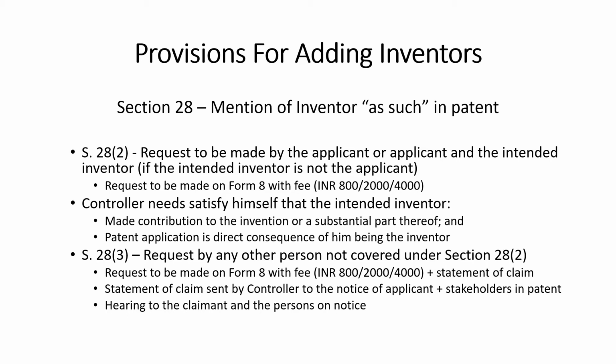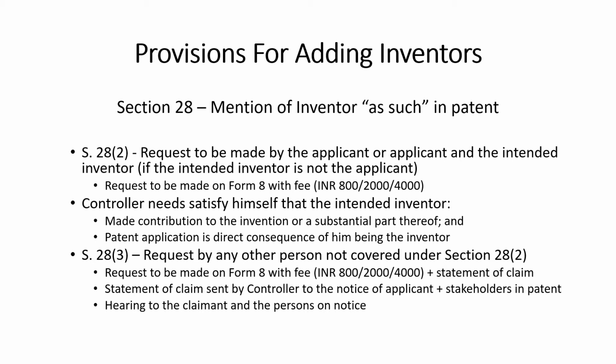The provision provides that before the name of the person could be added as the inventor, the controller has to satisfy himself that the intended inventor made contribution to the invention or a substantial part thereof, and the patent application is a direct consequence of him being the inventor. So in a way, he contributed towards the innovation, and that particular innovation is being covered in the patent application, and relevant facts and evidence regarding this particular aspect may have to be provided by the additional inventor or the applicant so as to help the controller satisfy himself that all these conditions are met.